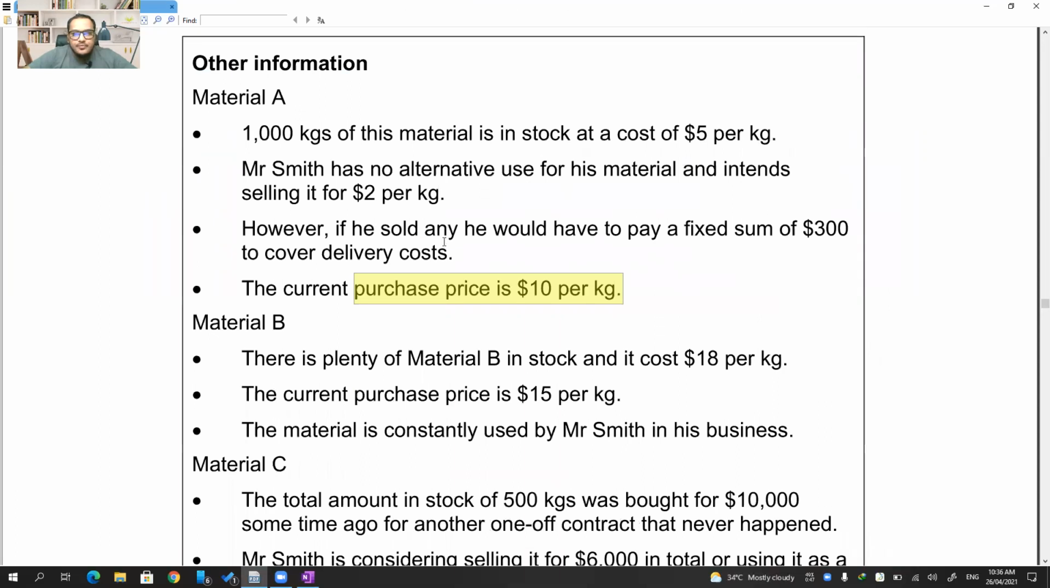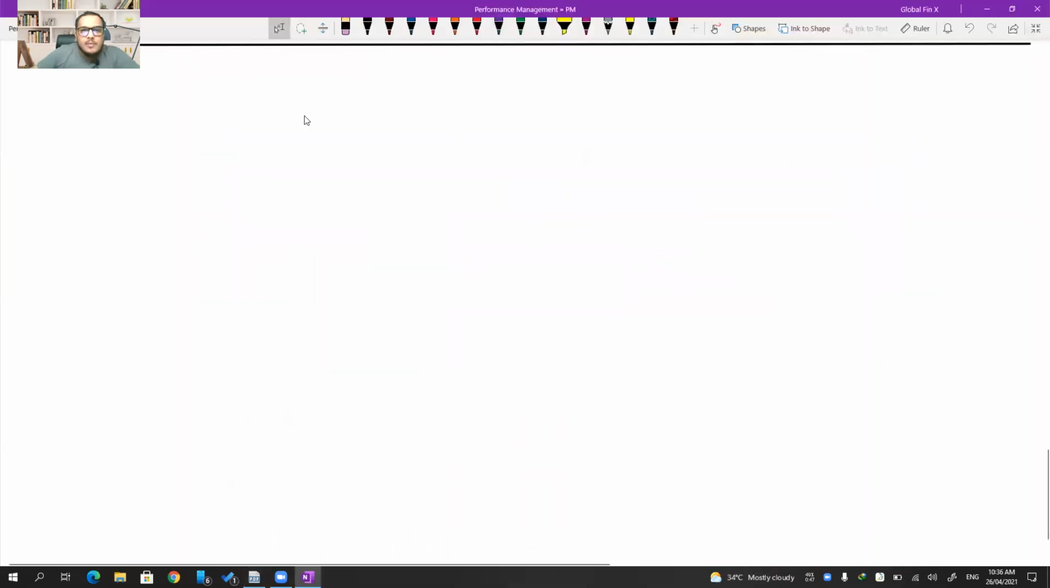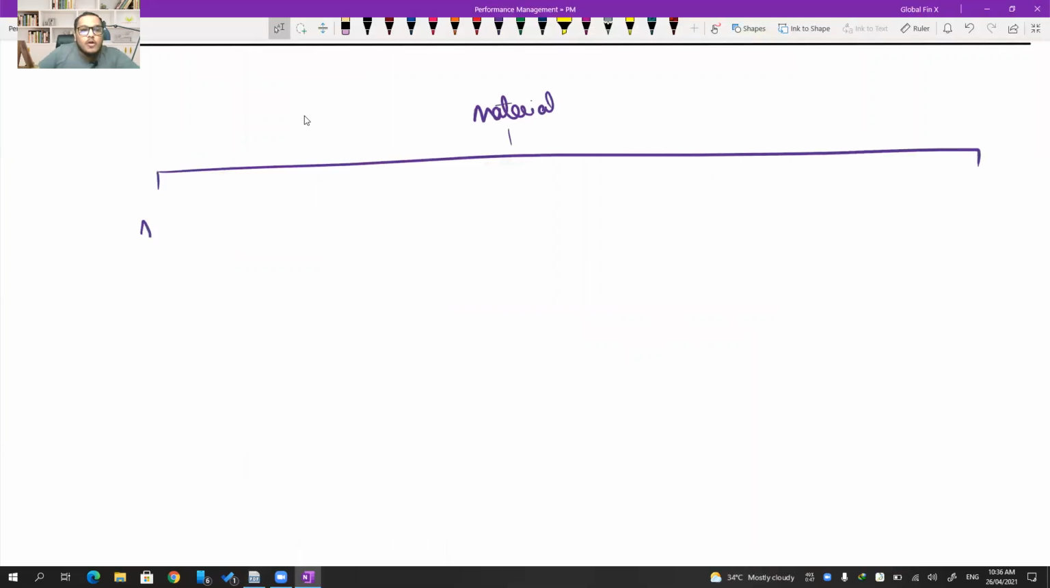Very quickly, if I'm talking about material, we have four materials: A, B, C, D. A, you need 2,000 kgs.